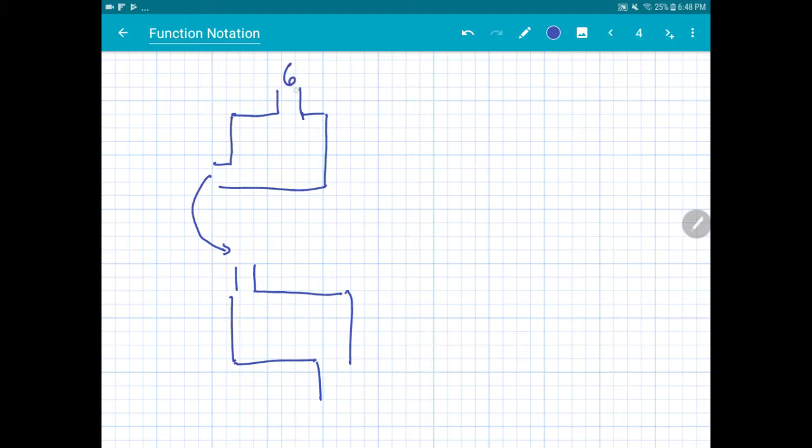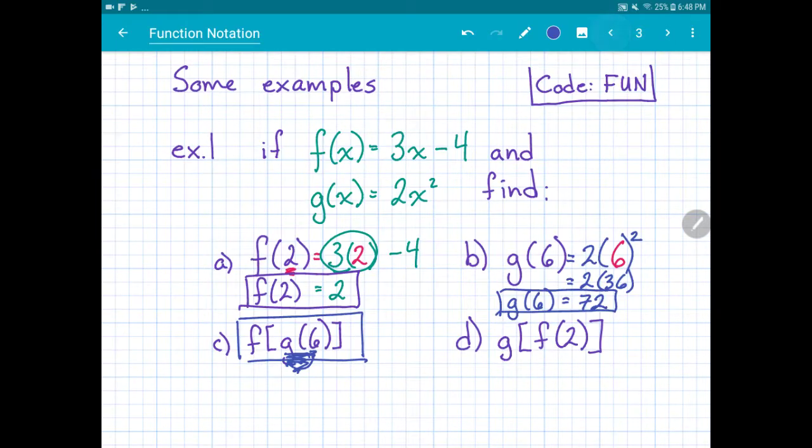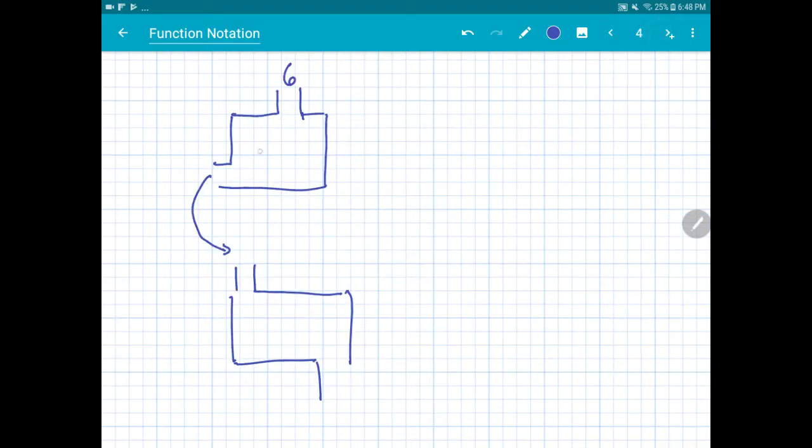So we take 6 and we feed it into the G machine. But the great thing is we already know how to do that. We know that when we feed 6 into the G machine, we get 72. So this becomes 72. Now we don't know what happens when you feed 72 into the F machine, but we know what the F machine does. The F machine multiplies the number by 3 and then subtracts 4. So let's feed that 72 in there.